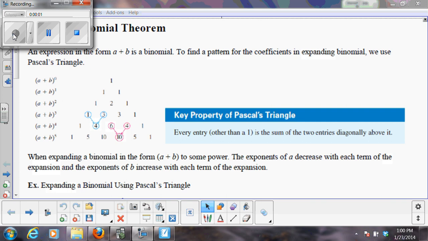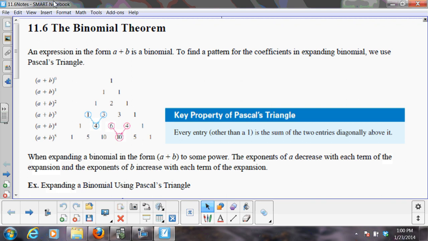This is the last section of Chapter 11, Binomial Theorem. Hopefully this is review because you did learn it last year. The first thing we have is Pascal's triangle. Hopefully you guys are a little bit familiar with that. This is how it's designed.